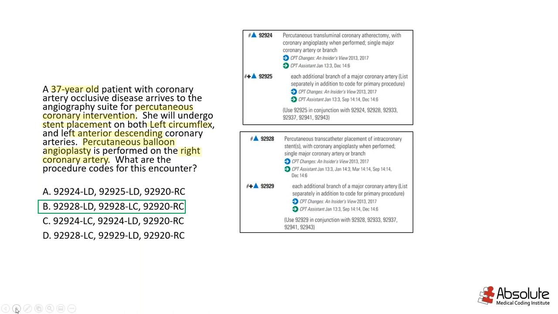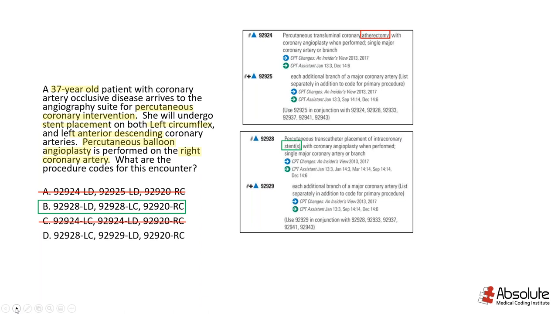Well, first we want to look at the difference again between 92924 and 92928, because those are the first codes listed. 92924 is for an atherectomy. 92928 is for a stent. Which do we have here? We have stent placements. That means that the atherectomy codes are incorrect and we can eliminate those two answers.